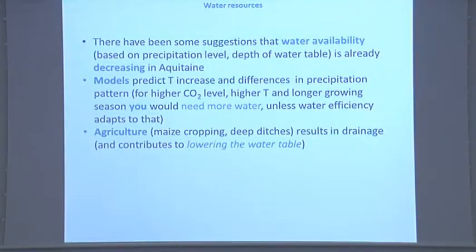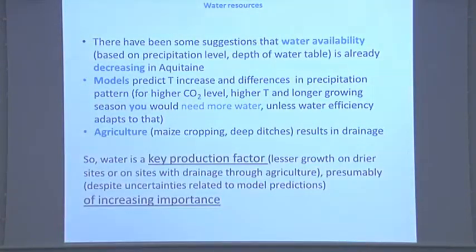Agriculture lowers the water table. It could also drain water a bit quicker. So all these things, I would say, water is a key production factor. It always has been. But it will be of increasing importance.